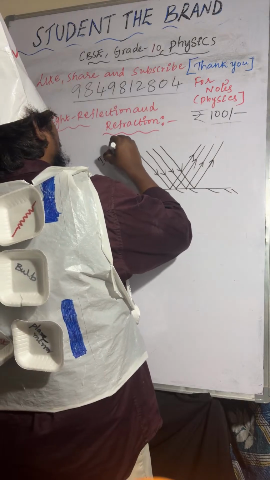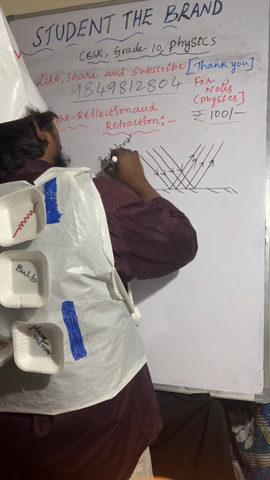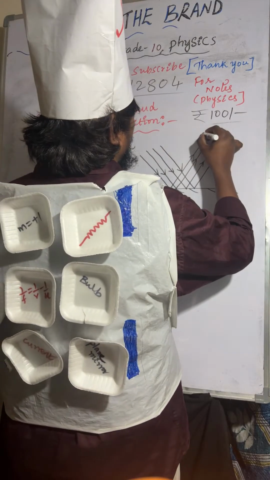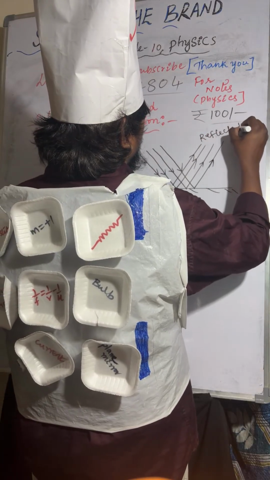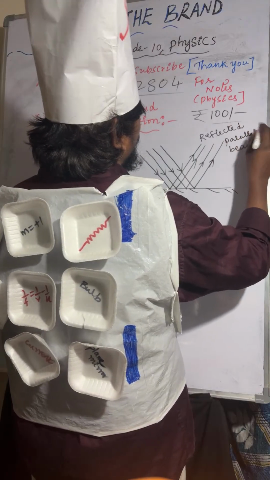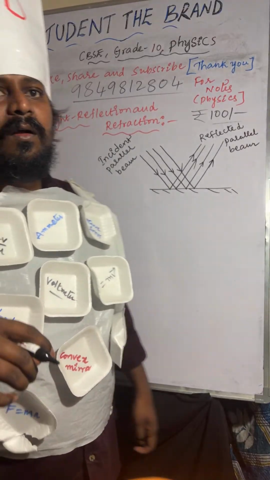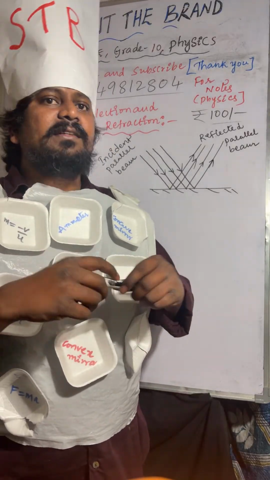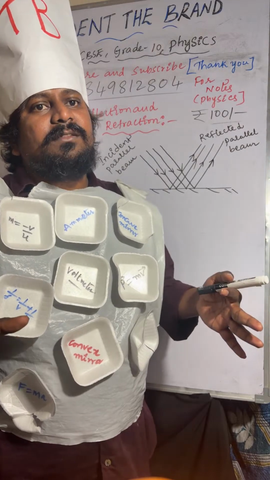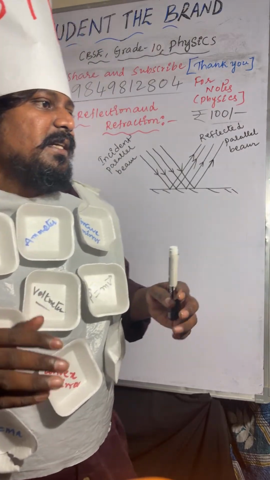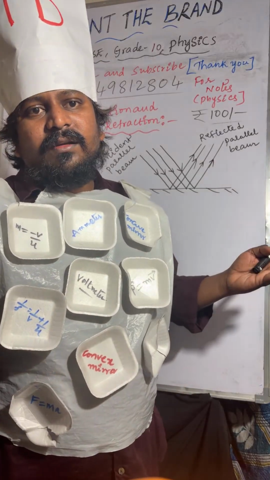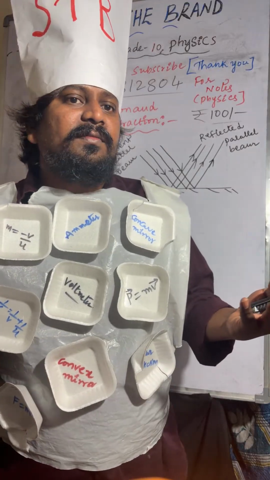Incident light rays are parallel, then reflected light rays are also parallel to each other. So this type of reflection is called regular reflection. Regular reflection takes place on smooth surfaces, such as still water in a lake, and especially a plane mirror.